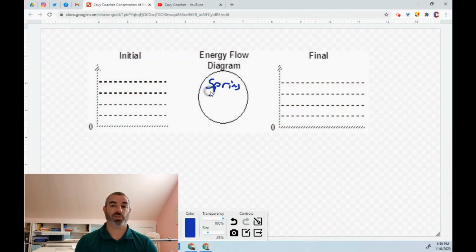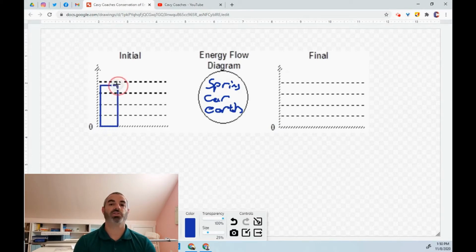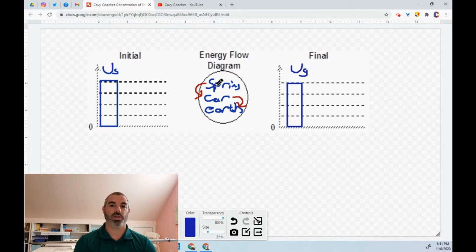All right, so drawing a bar chart for this situation, we're going to define the same system: the spring, the car, and the earth. And again, what has energy to begin with? Well, the spring has energy, so we have stored spring energy. Now the energy flows from the spring to the car, and the car transfers energy to the earth in order for it to have gravitational energy. So we know in this situation that the final situation is when the car reaches its highest point, and it is all gravitational potential energy.